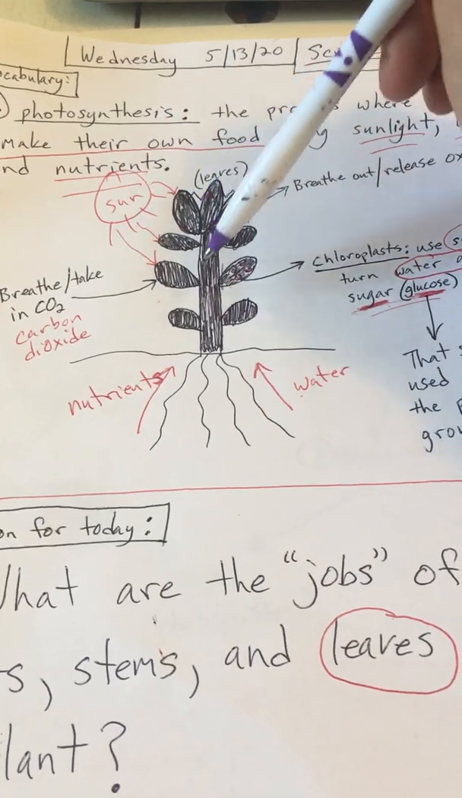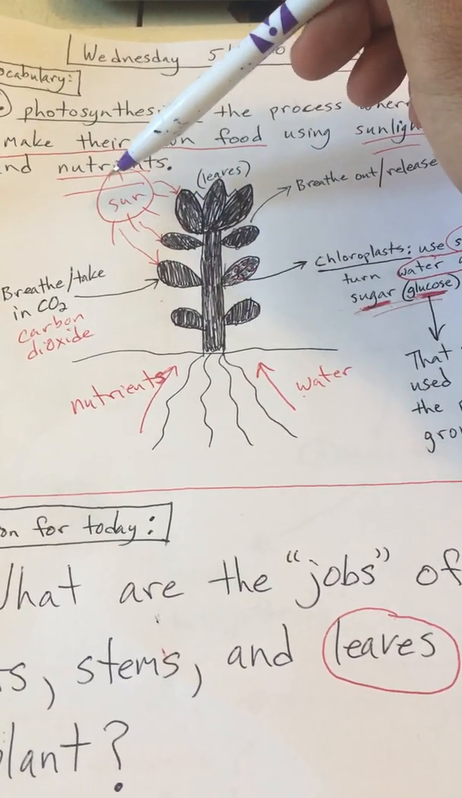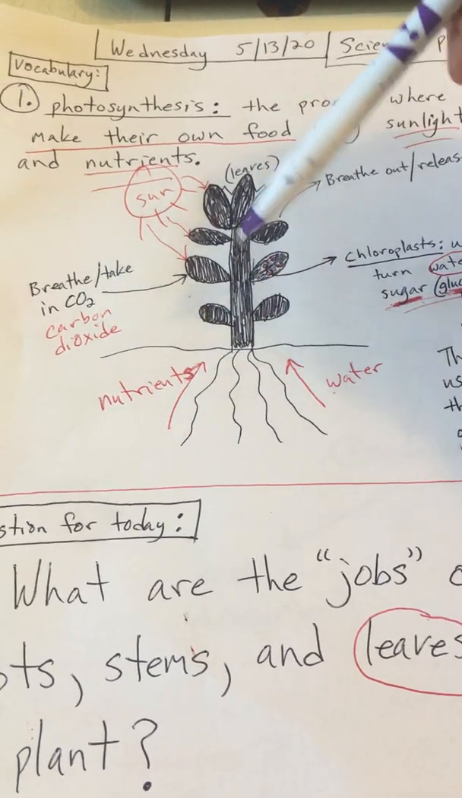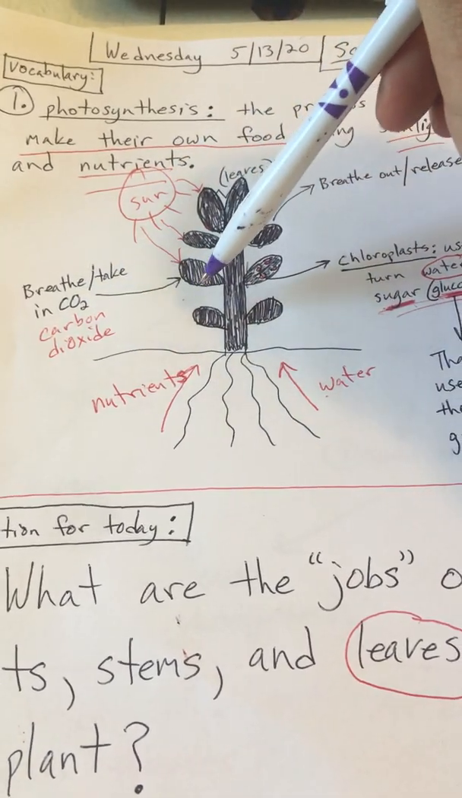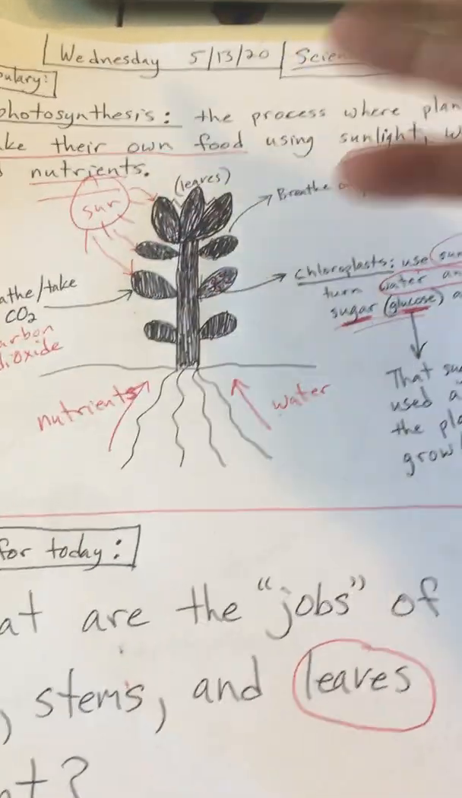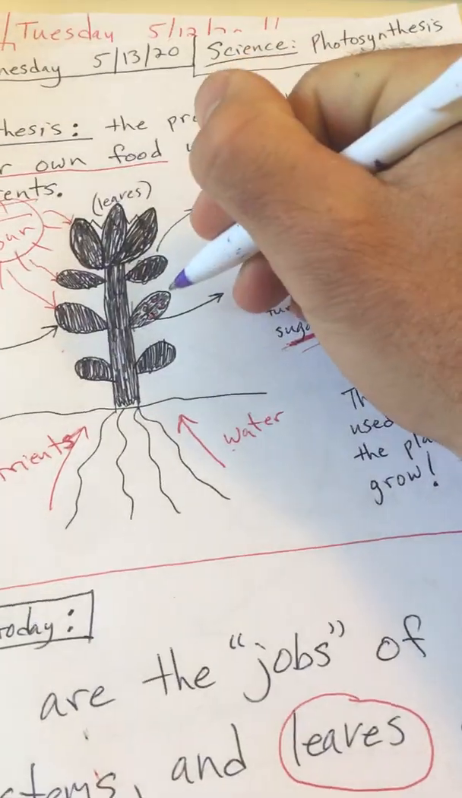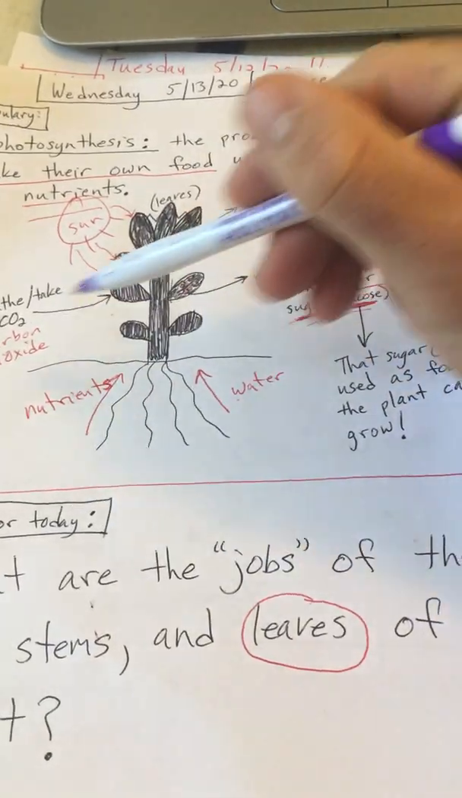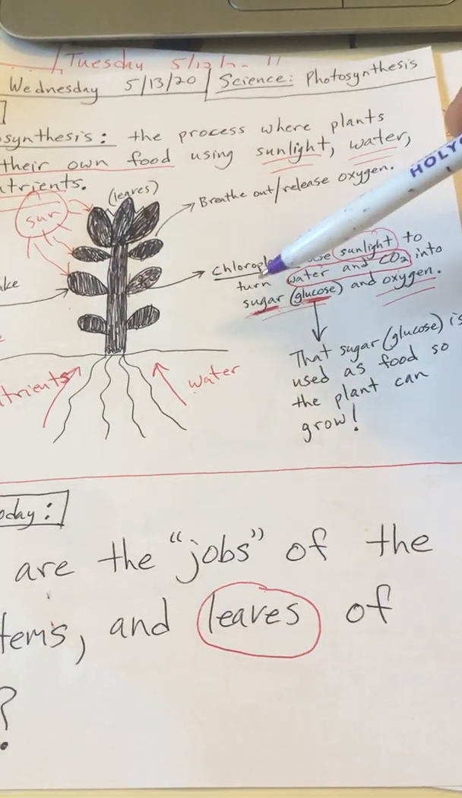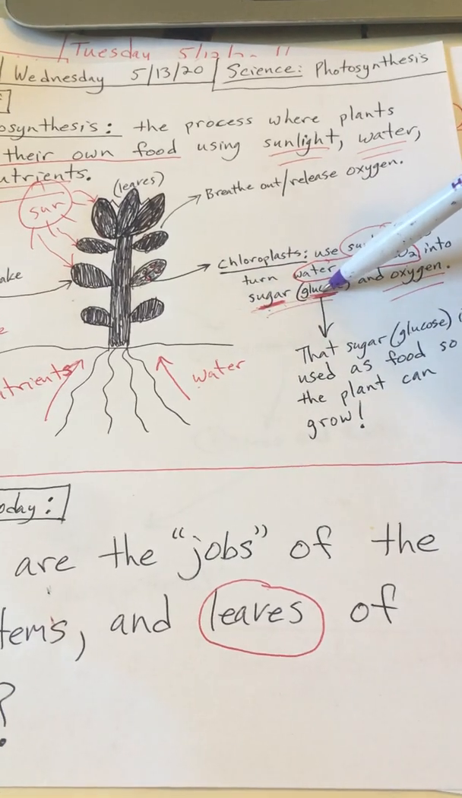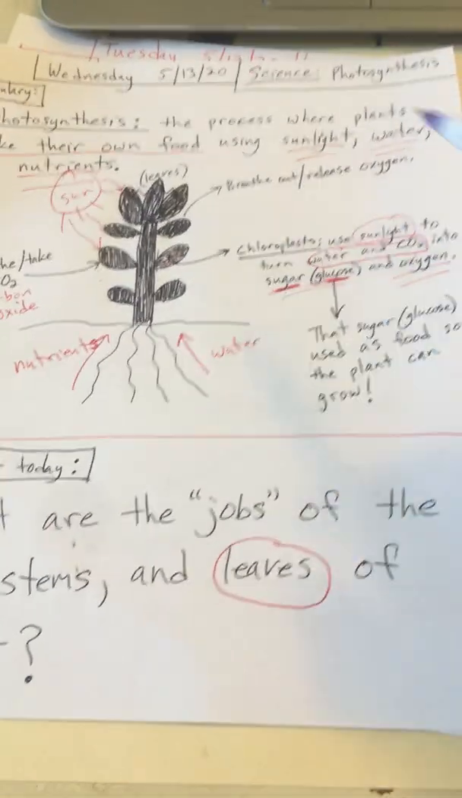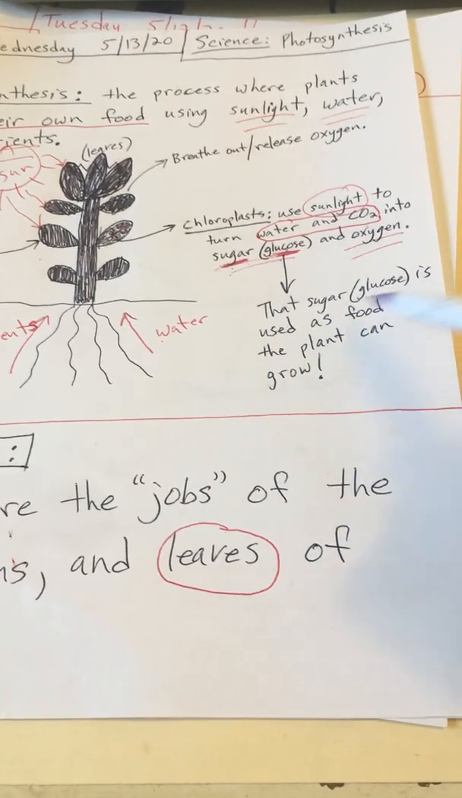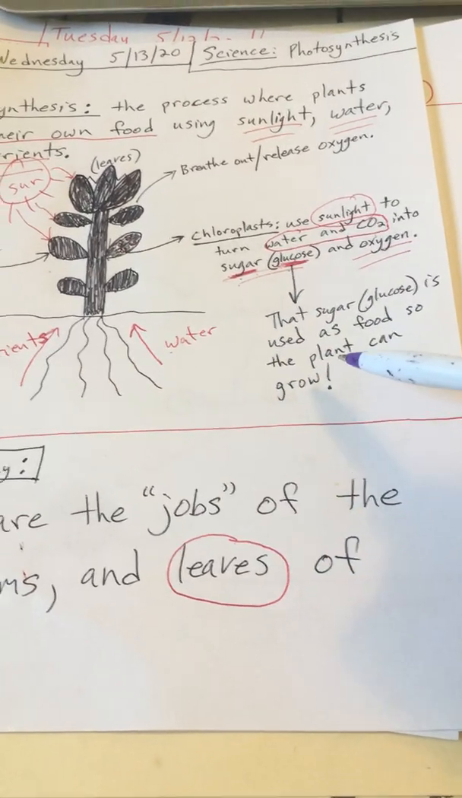Photosynthesis is when the plant leaves use sunlight, the water and nutrients that they get from the ground, and the carbon dioxide that they breathe in, and there's something called chloroplasts on those leaves that will use that sunlight to turn the water and the carbon dioxide that they take in into sugar. And that sugar is called glucose, and it also creates oxygen. But the glucose that it creates, that sugar, is used as food so the plant can grow.